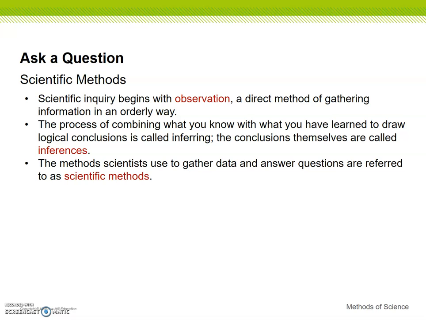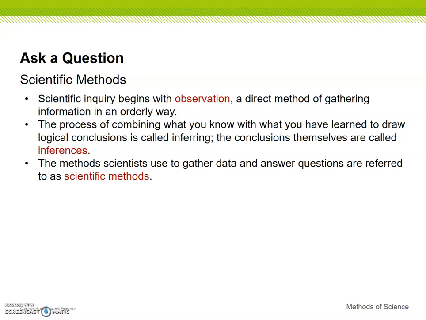The process of combining what you know with what you have learned to draw logical conclusions is called inferring. And then the conclusions that you come up with, those are called inferences. So if you need to think about it, the difference between an observation and an inference, well, an observation is what you literally observe, and an inference is when you take those observations and things that you know and draw a conclusion, and the conclusion is the inference.